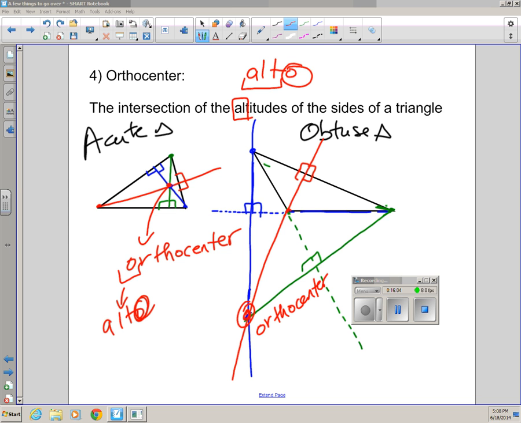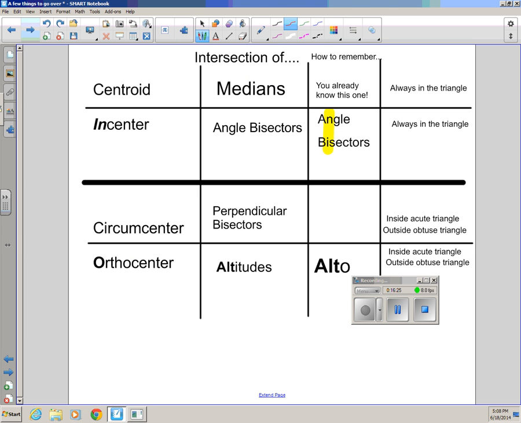Okay? And that thing is outside the triangle. So in an obtuse triangle, the orthocenter is outside the triangle. You can imagine why I kept this to the way end of the course, because there's a lot going on here, but you don't need to know a lot for the Regents. Here's what you need to know. Okay, I'm going to summarize it for you.